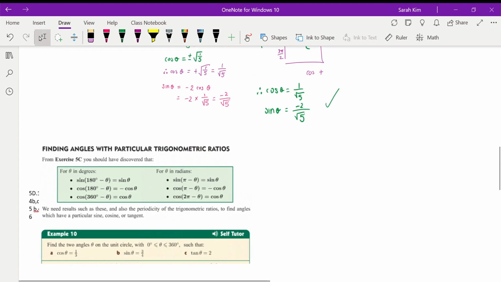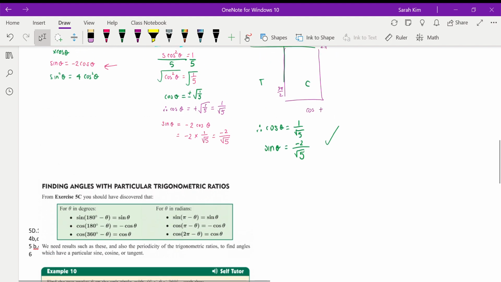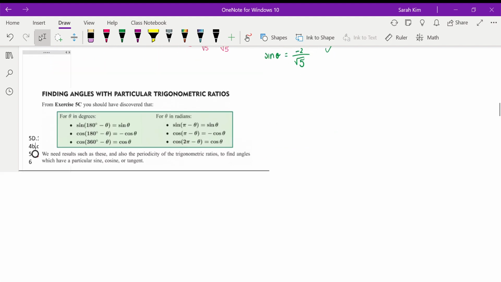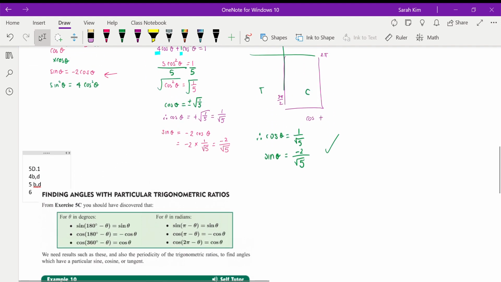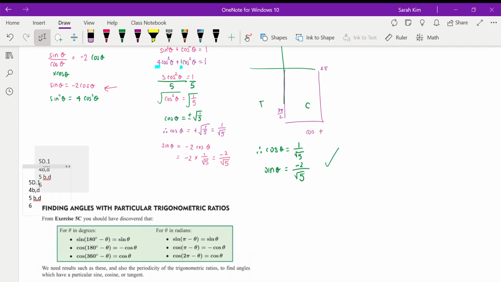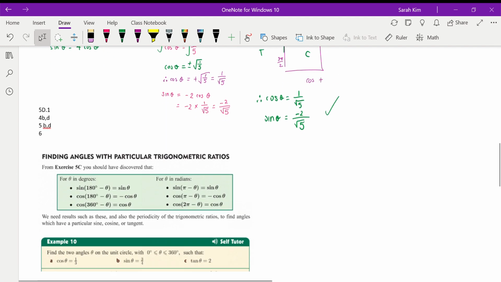Okay, so now you should have watched all that example. And then, I think we just have to move to these questions. You should be able to do these questions if I can show it to you. So 5D.1, you should be able to do questions 4, 5, and 6, all of those. That is written, and then we'll do the next part.